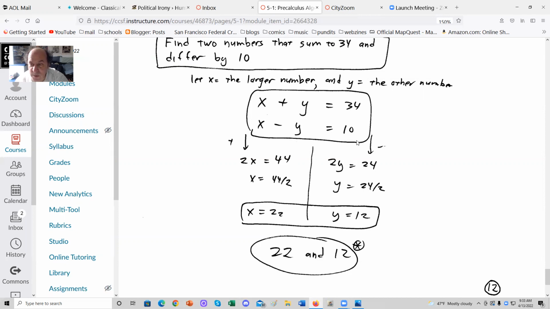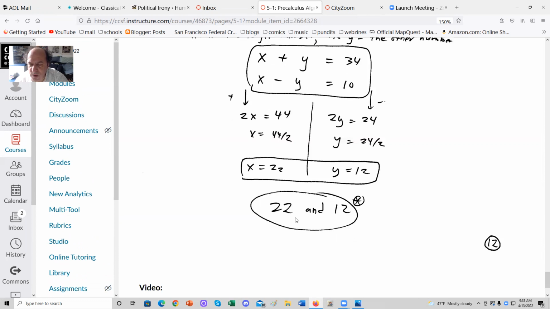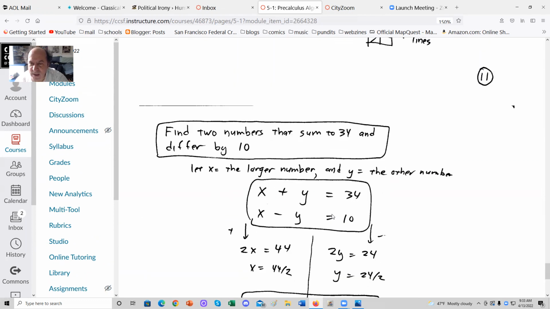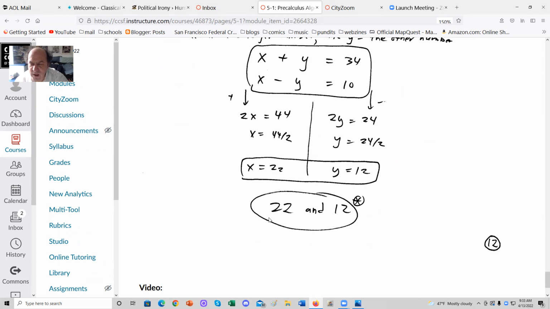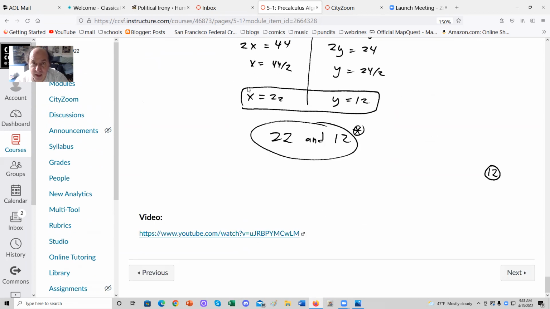If instead we subtract the equations, x minus x cancels, y minus negative y is 2y, because the minus negative cancels. 34 minus 10 is 24. So 2y is 24. Divide by 2, y equals 24 over 2. So y equals 12. So the solution is 22 and 12. It doesn't really matter which is first and which is second. We wanted two numbers. Their sum is indeed 34, and their difference is indeed 10. And that concludes that part. All right.